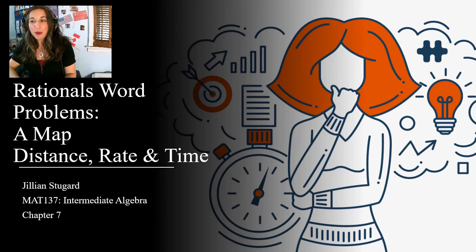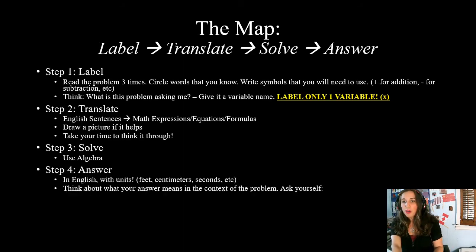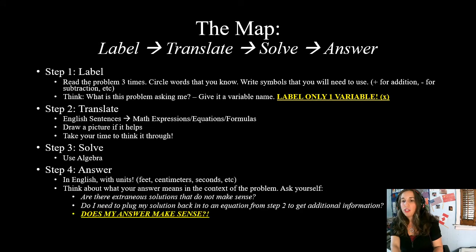Hi guys, so now we're going to look at our second type of rationals word problems. These problems are called distance, rate, and time problems or motion problems. So let's jump right in. We're going to use the same map for these problems as we use for every other word problem, right? Label, translate, solve, and answer. So if you want to refresh your memory on what each of those steps entails, pause the video now, read through each step, and then unpause and jump back in.